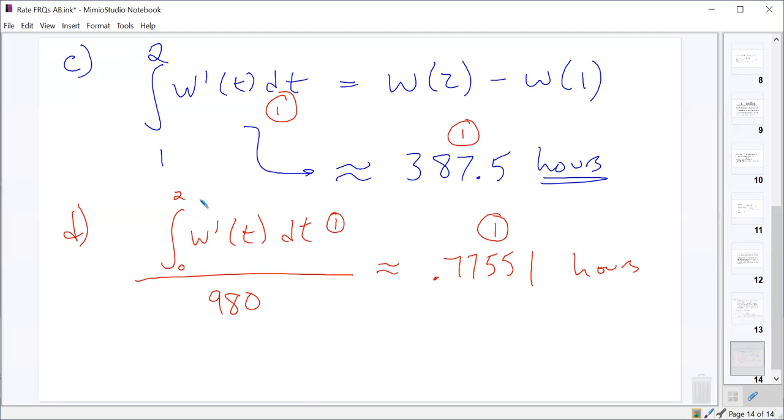So 0 to 2 is the integral of w prime. So that's the total amount of wait time for everybody between t equals 0 and t equals 2 divided by the number of people that were waiting. Should give you the average amount of time each person waited. Make sense to everybody? Any questions or issues with that?